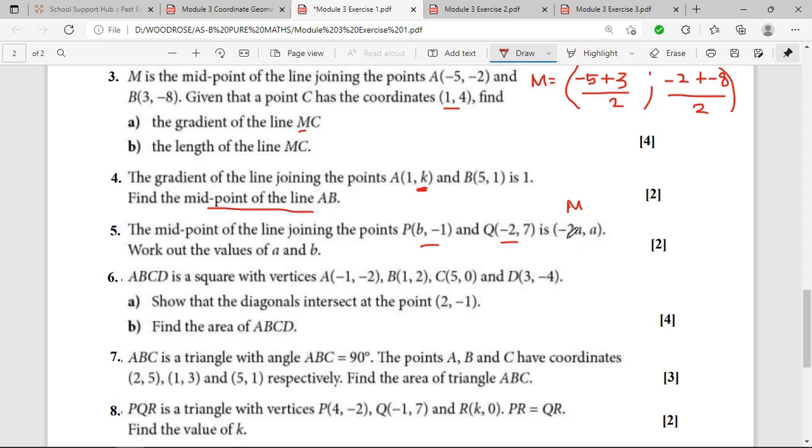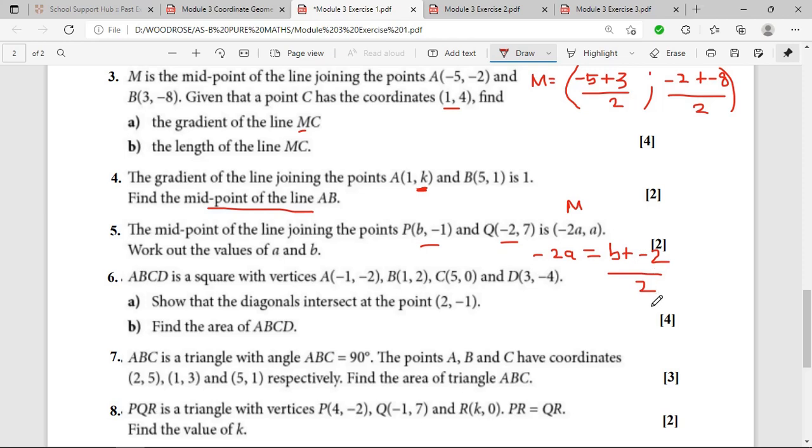The x value of the midpoint is minus 2a. How do we find this point? This point is as a result of adding the x for P, which is b, plus adding the x value for Q, which is minus 2. Then we divide by 2.